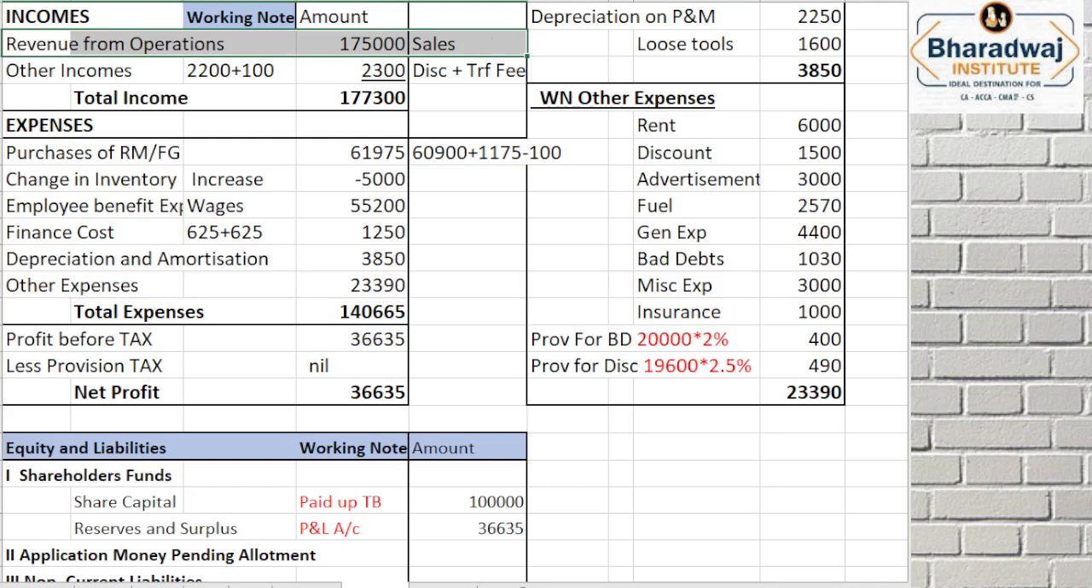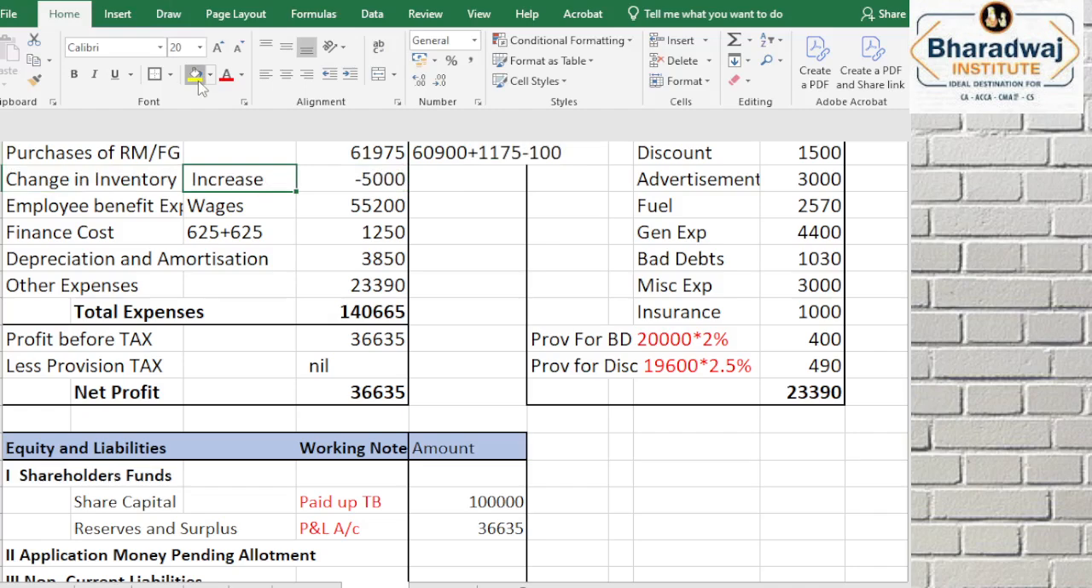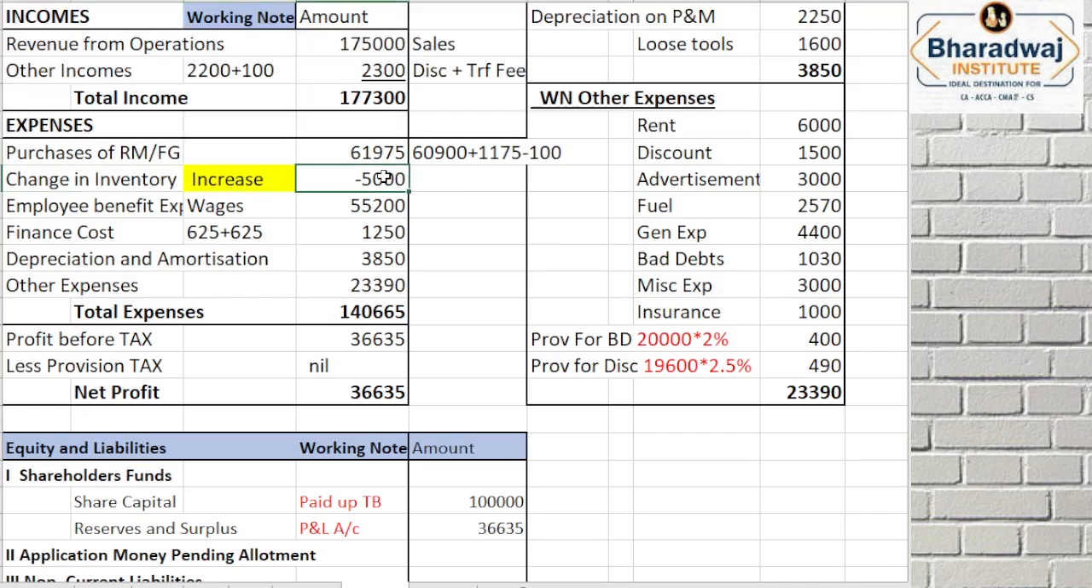So sales is the revenue from operations, then other income, discount and transfer fees. Purchase of raw materials is purchases plus carriage inwards minus purchase returns. Increase in inventory, the inventory has gone up, which means this part of inventory is not consumed, so minus 5,000. Employee benefit expenses. Finance cost, only 6 months paid, remaining 6 months is outstanding. Depreciation 3850, other expenses 23,390. Profit before tax, you get 36,635.